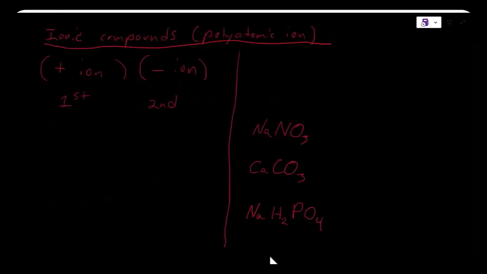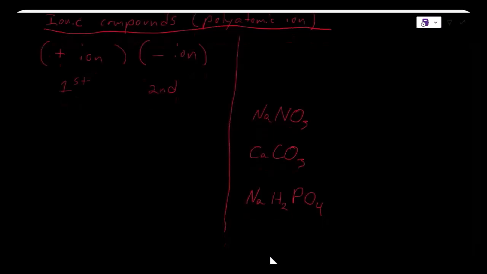Next, we can look at ionic compounds that have polyatomic ions. To name ionic compounds with polyatomic ions, we first name the positive ion and then we name the negative ion. When we name the positive ion, we name the metal that the ion was formed from, and then we name the negative ion.